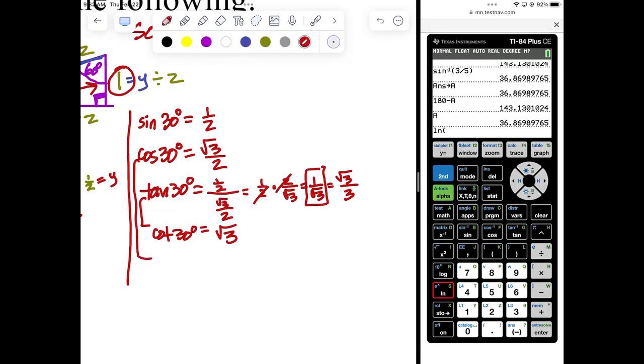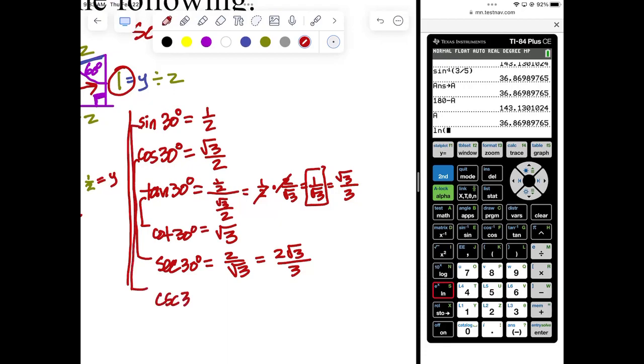Let's go out of here. What's the reciprocal of cosine? Well, it's secant. What's secant of 30 degrees? Well, what's the reciprocal of square root of 3 over 2? 2 over the square root of 3, which when I rationalize it by multiplying by root 3 over root 3 becomes what? 2 square root of 3 over 3. Guess what secant of 30 degrees always is? 2 square root of 3 over 3. Absolutely.